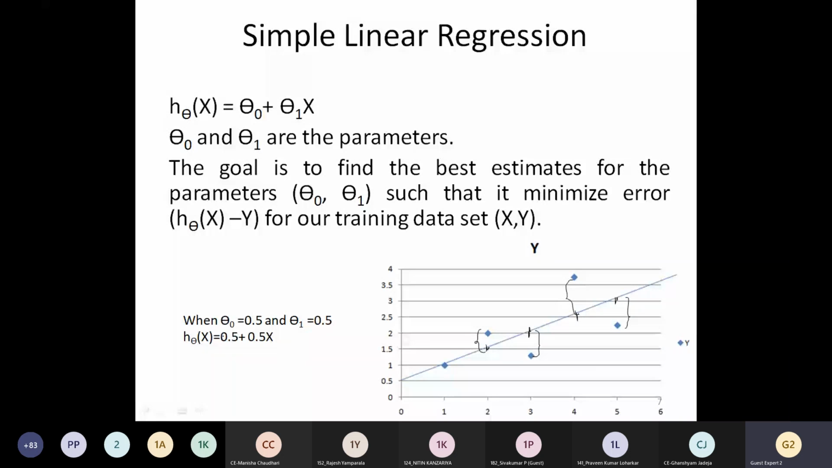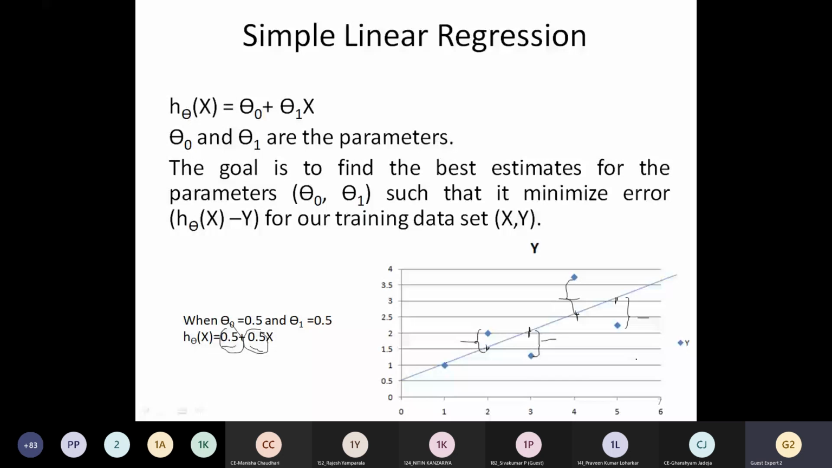Here I am taking theta 0 as 0.5, theta 1 as 0.5. So if I am taking x as 0, I'll get this error. For 1, there is no error. Okay, so what the simple linear regression model does, it will find the optimal values of theta 0 and theta 1 in such a way that the sum of these errors should be minimum.